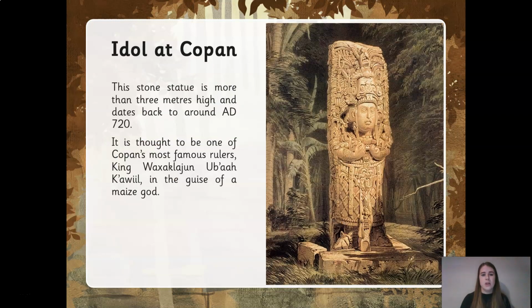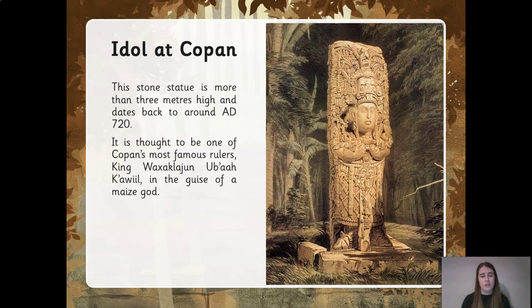Now, this is one of the stone statues that was found. It's more than 3 meters high and dates all the way back to around 720 AD. So we're going right back towards the beginning of our Mayan civilization timeline. Now, it's thought to be one of the most famous rulers of the Copan Mayan civilization.